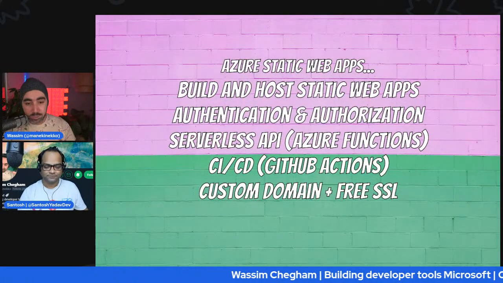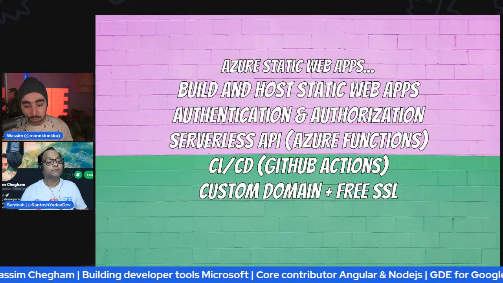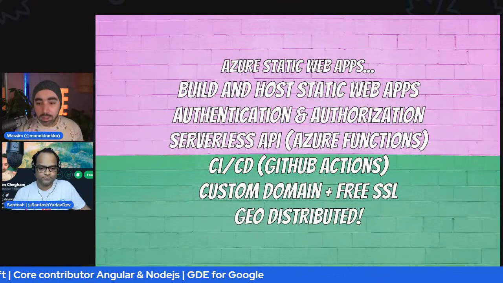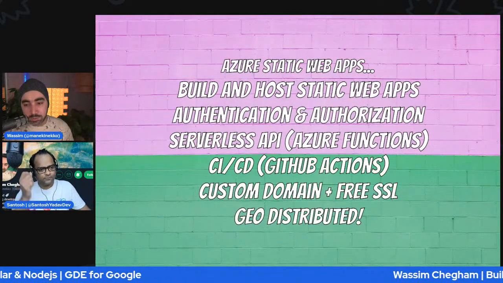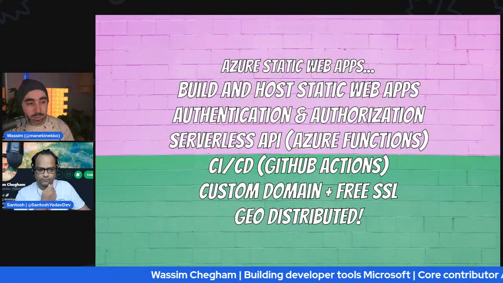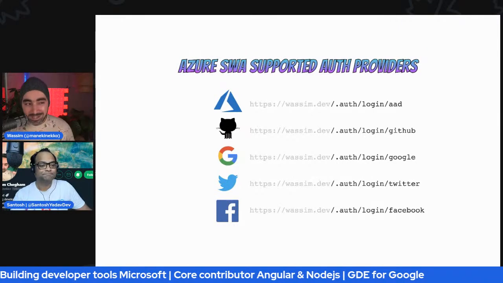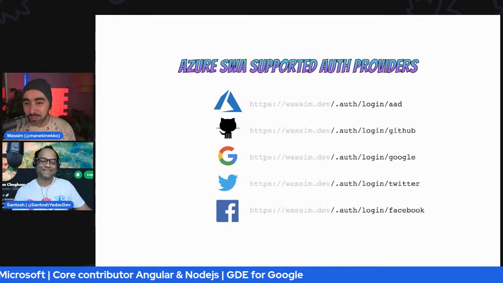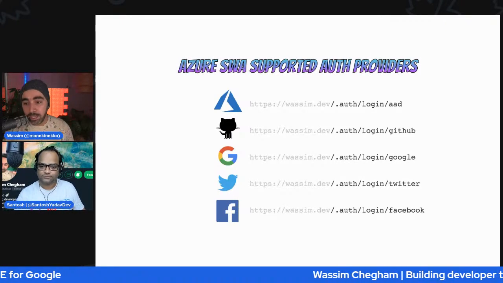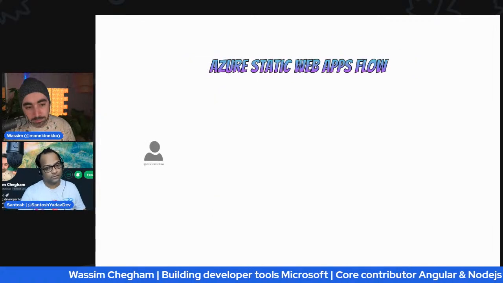Otherwise, Azure Static Web Apps would give you a default free subdomain on the official Azure Static Web Apps domain, and it's also geo-distributed because it caches all the static content in many different regions on the globe. So Azure Static Web Apps, or SWA as I call it because it's quicker to pronounce, supports some of the major auth providers like Azure Active Directory, GitHub, Google, Twitter, Facebook, and there are more coming in the future.